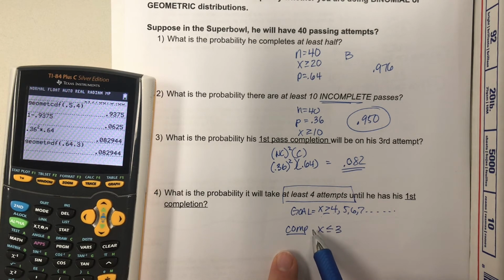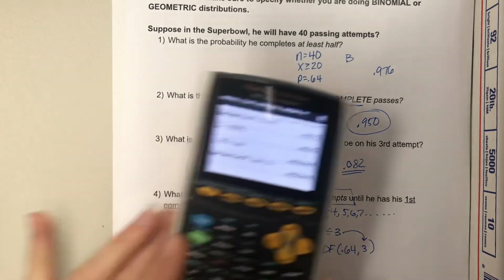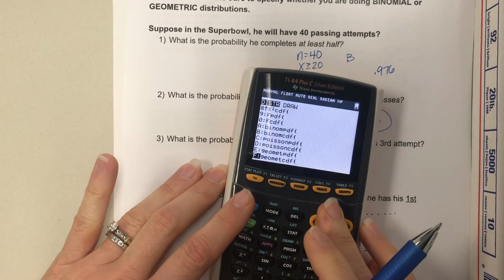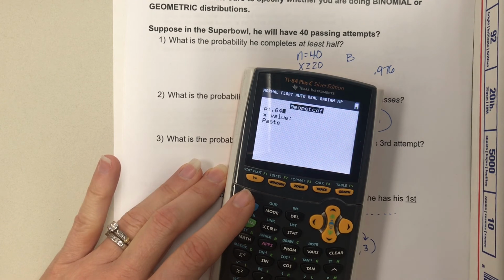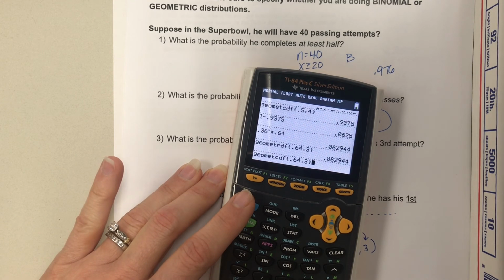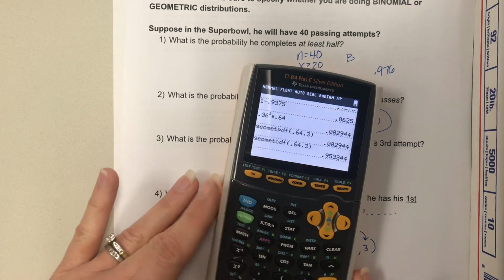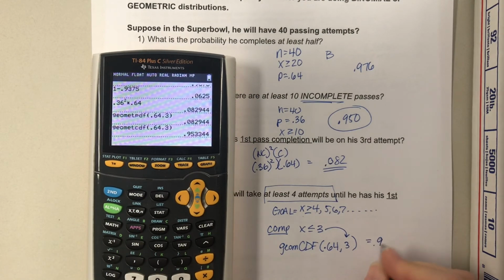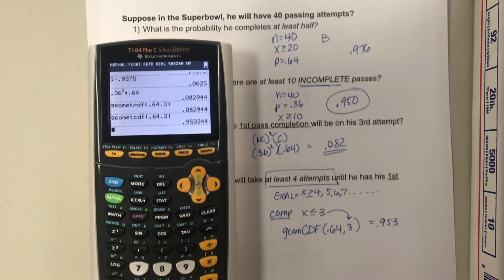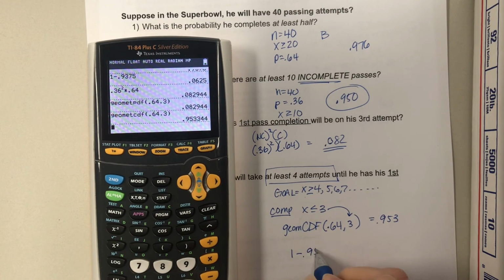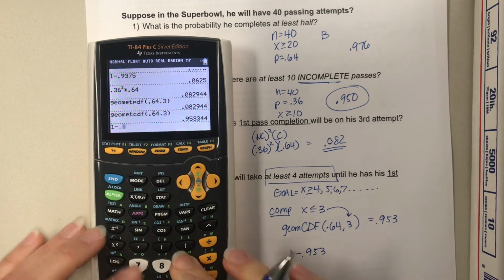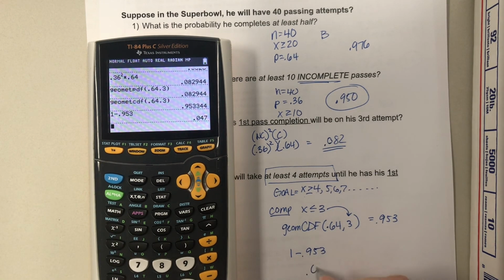3 or less. So for complement, or to add up numbers like 3, 2, and 1, we're going to do geometCDF, and we're going to do his completion rate, and we're going to do this number. All right, so second distribution, CDF, 0.64 and 3, and we get 0.953, and that's our complement, okay? So for our answer, we're going to do 1 minus 0.953, 0.047.